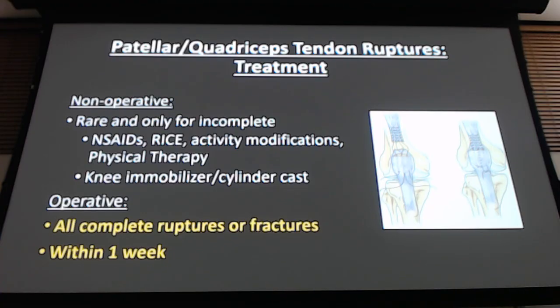Do we use knee immobilizers and cylinder casts? We do, but usually in the short term. Okay, if we have to do non-operative care, it's certainly something we can do as well. What is the difference between a hinge knee brace and a knee immobilizer? One can bend and the other one cannot.